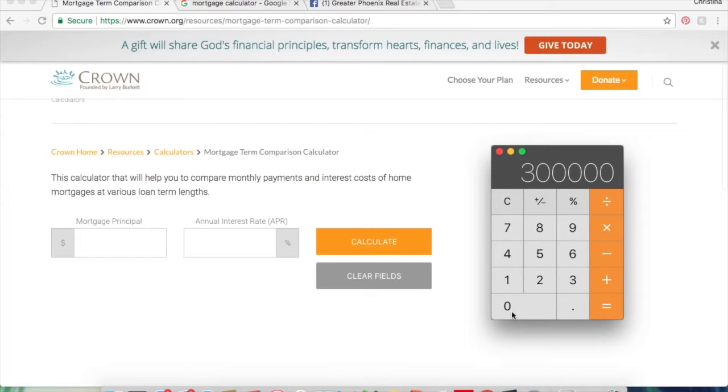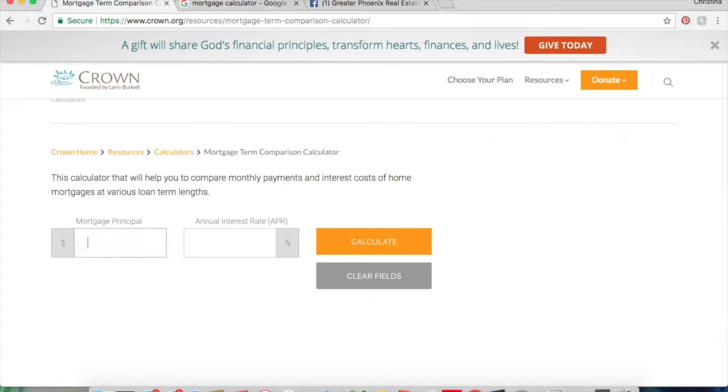For today's example, we're going to use a 20% deposit, 20% money down. So if we have a $300,000 house and we're putting 20% down, that means we're taking a loan for the remaining 80%. So we'll multiply that times 0.8, and our loan is going to be for $240,000. So under mortgage principal, we're going to put in 240. If you're taking a loan out for 300, put in 300. If you're taking a loan out for 100, put in 100.